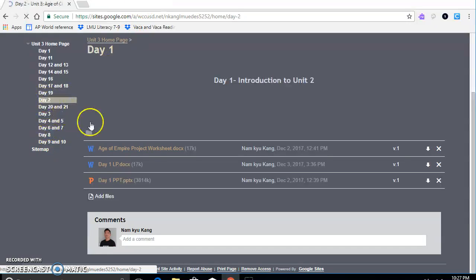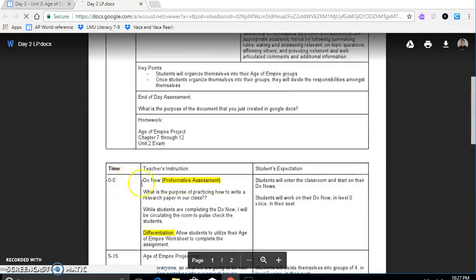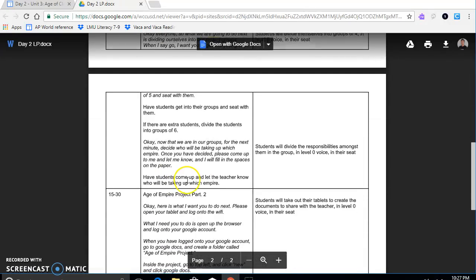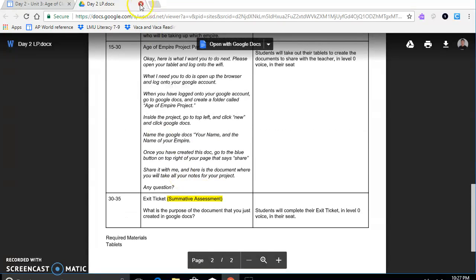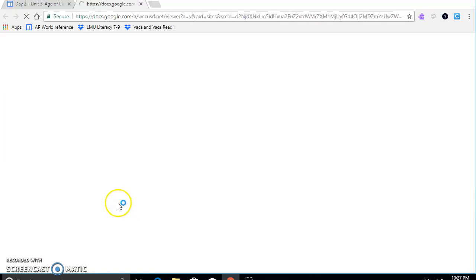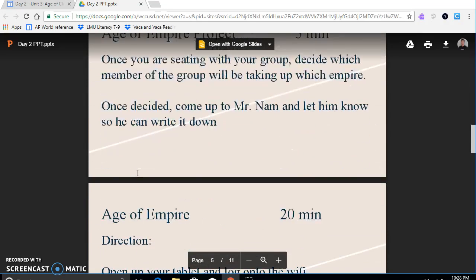Day 2, we dive into research day 1. Here's the day where they'll get into their groups of 5 and divide the responsibilities. Every day I present my students with a PowerPoint so they can visually see what is going on throughout the day.